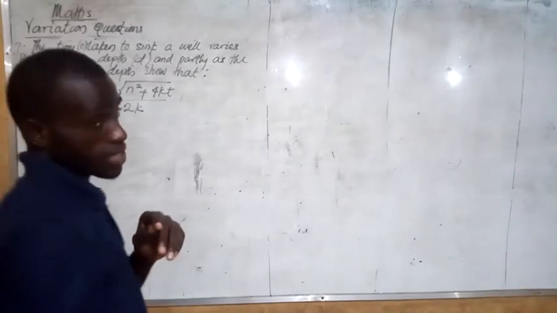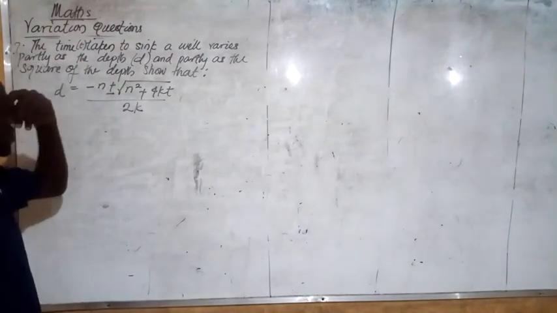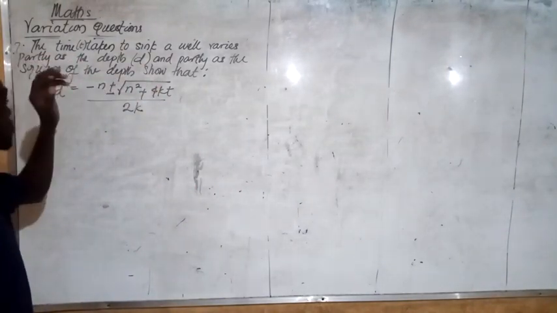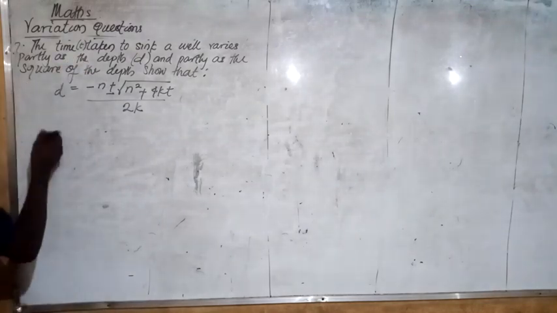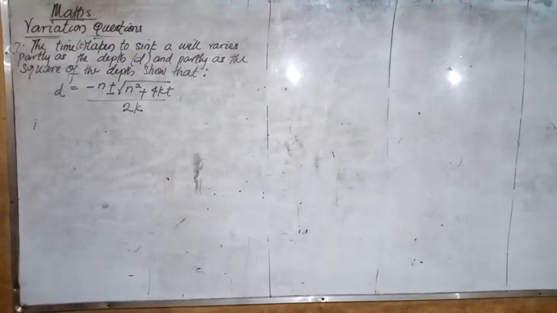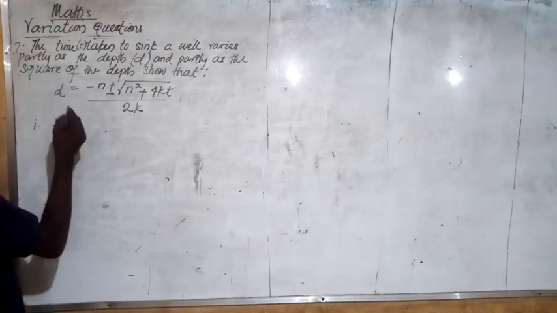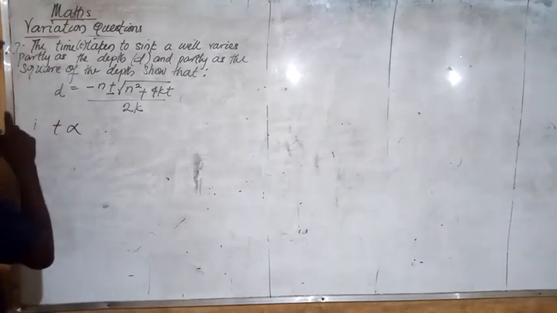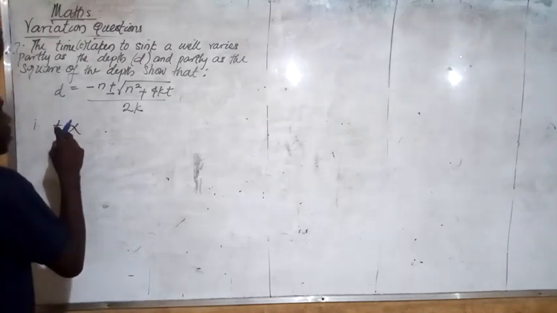Alright, lastly, we are going to be taking this question. It says that the time taken to sink a well varies partly as the depth. So we're going to use the heuristic method to answer the question. It says that the time varies partly as depth.